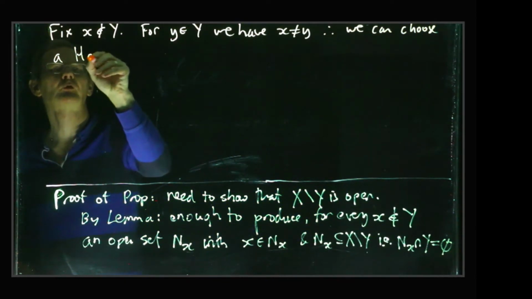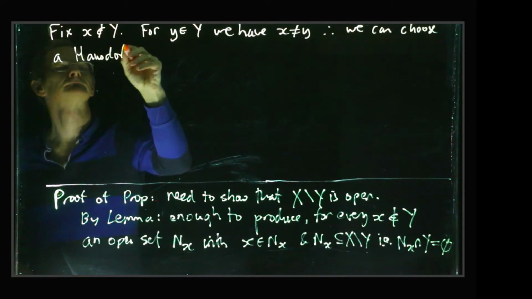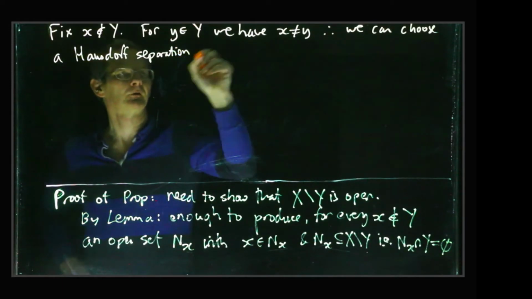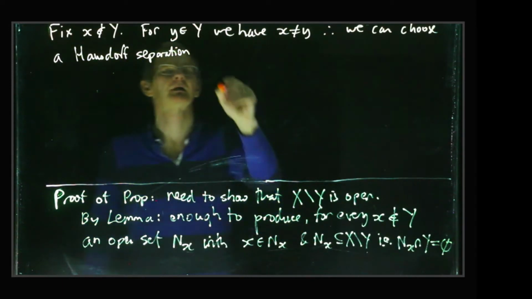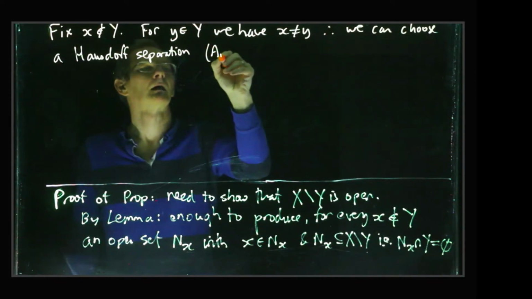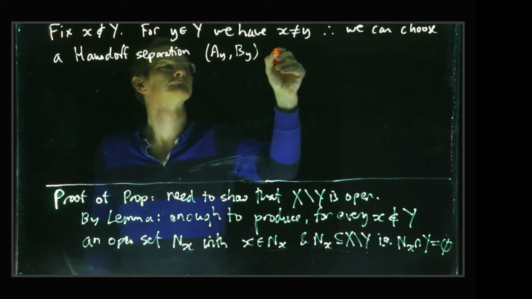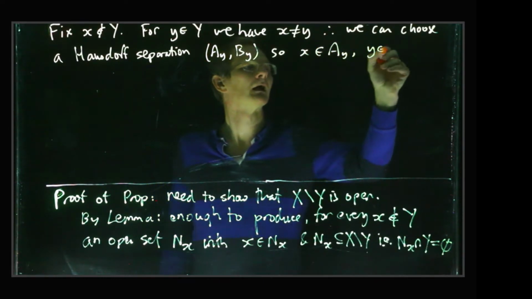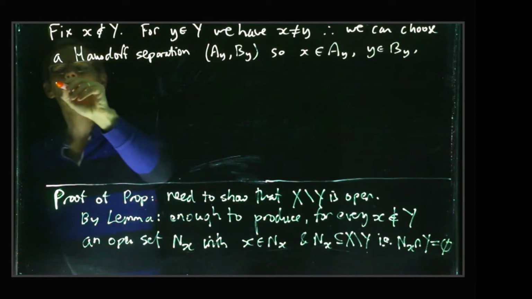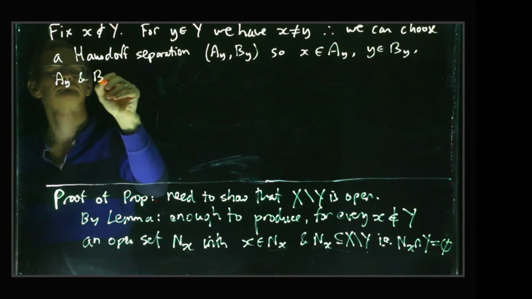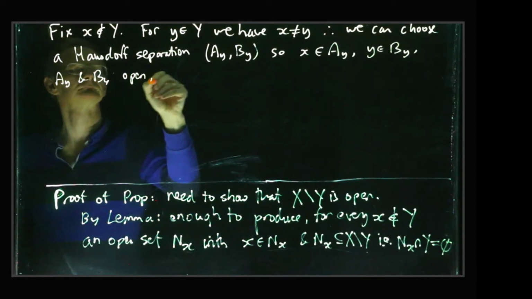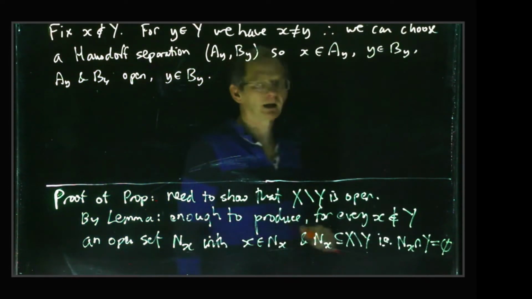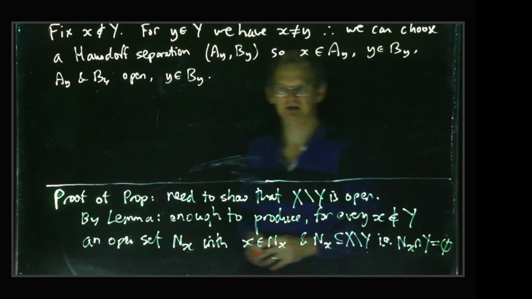So we can choose a Hausdorff separation. And of course the Hausdorff separation depends on what y is, so we're going to call it Ay, By. So that means that x lies in Ay, y lies in By, Ay and By open. Okay, so there we go. So we've got these open sets Ay and By.